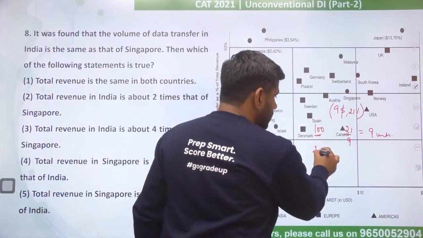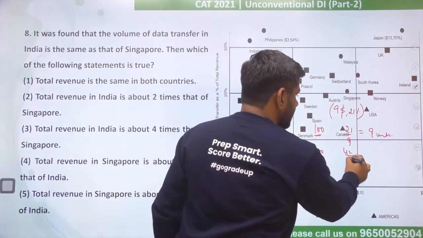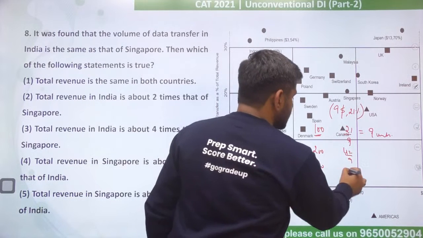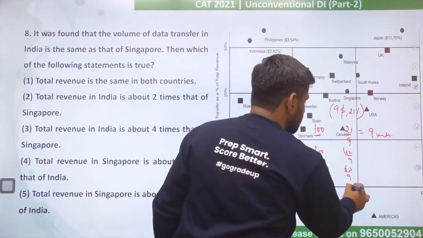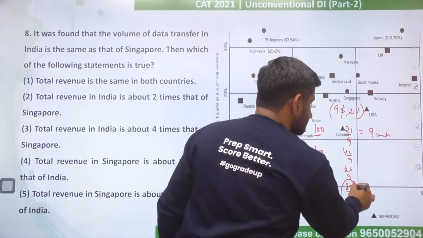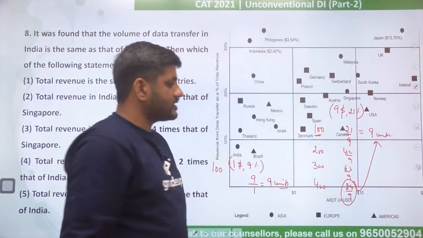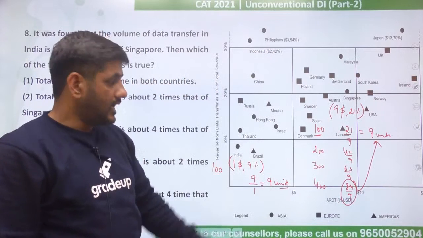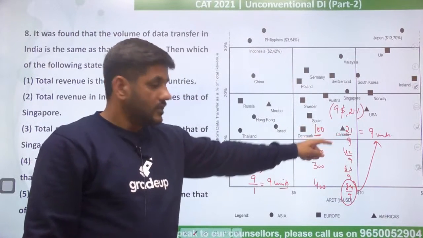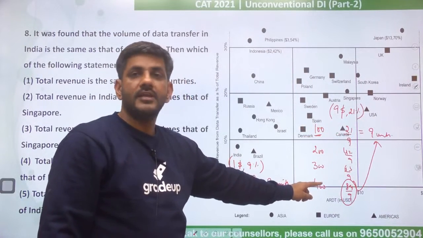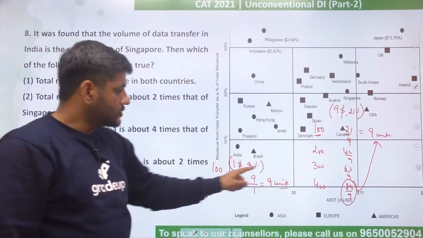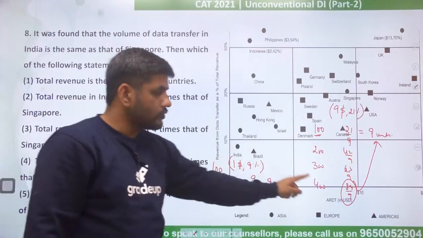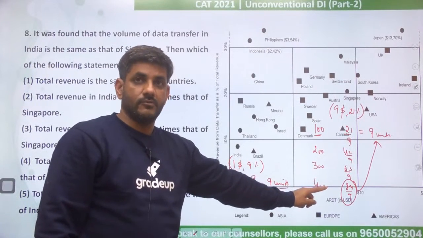But if it is 200, it will become 42 by 9. If it is 300, it will become 63 by 9. If it becomes 400, it will become 84 by 9. So can I say at this stage, this will become approximately equal to 9? And this is what we are looking for. So that means their revenue should be very close to 400, compared to 100. So that means their revenue is very close to 4 times of India's revenue.